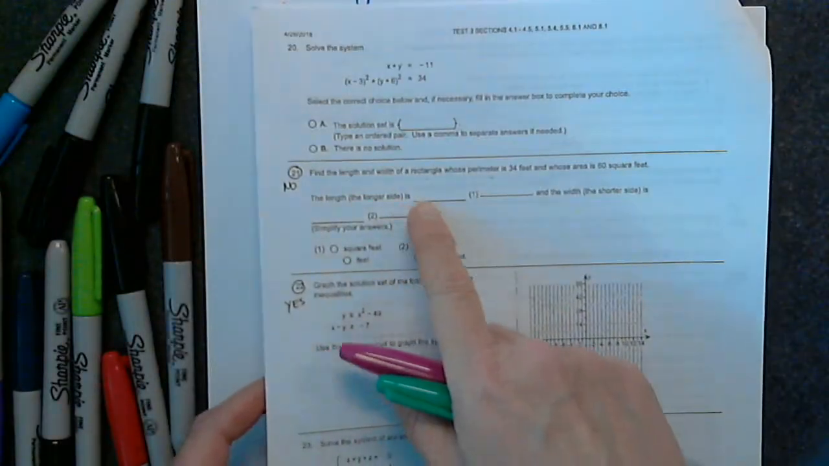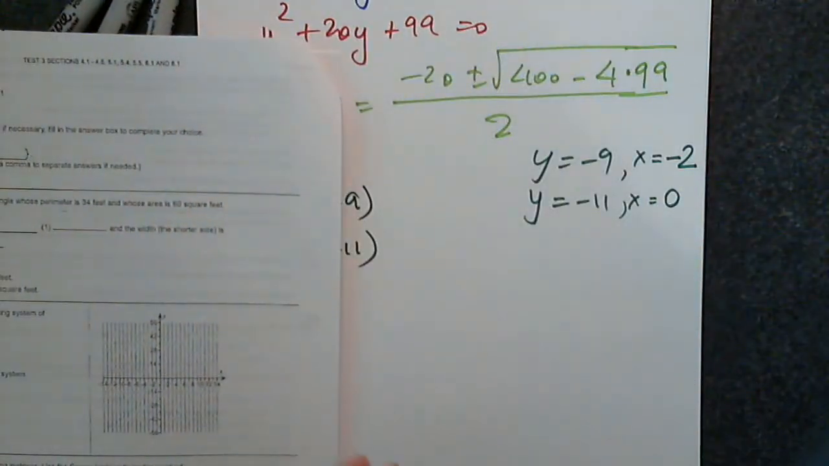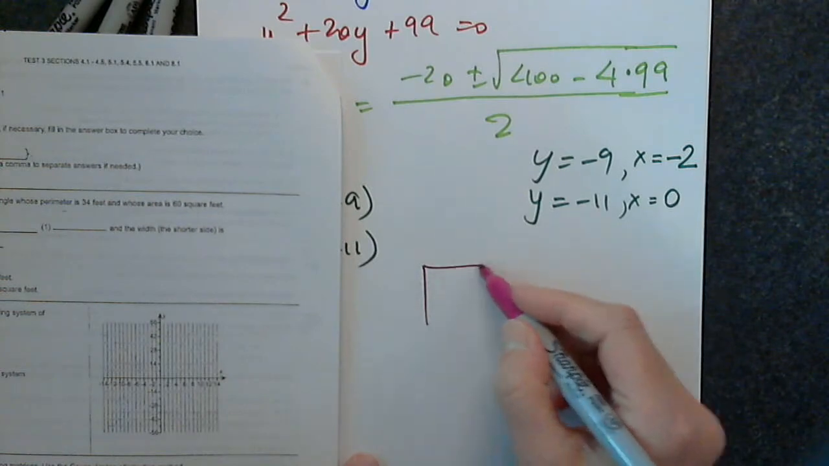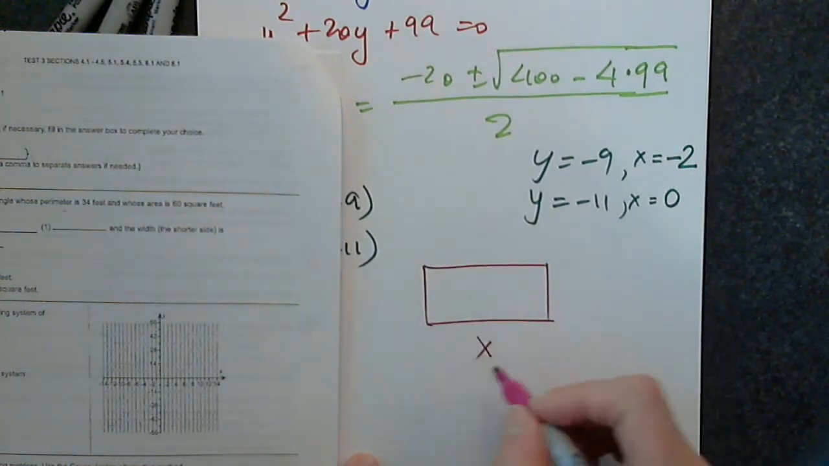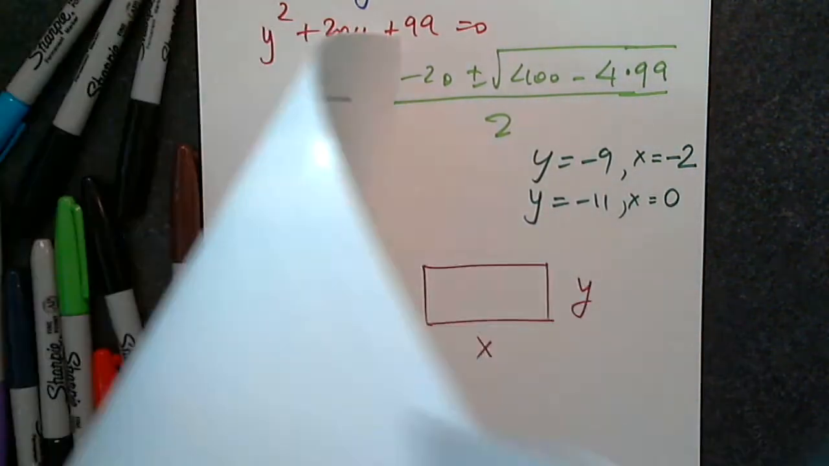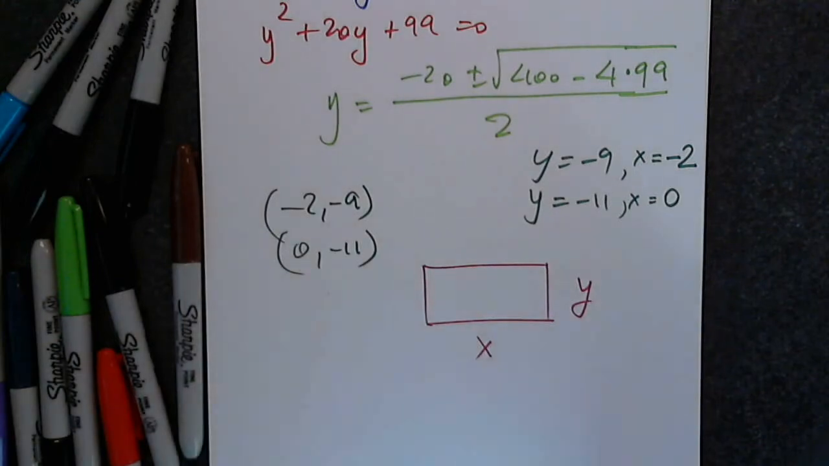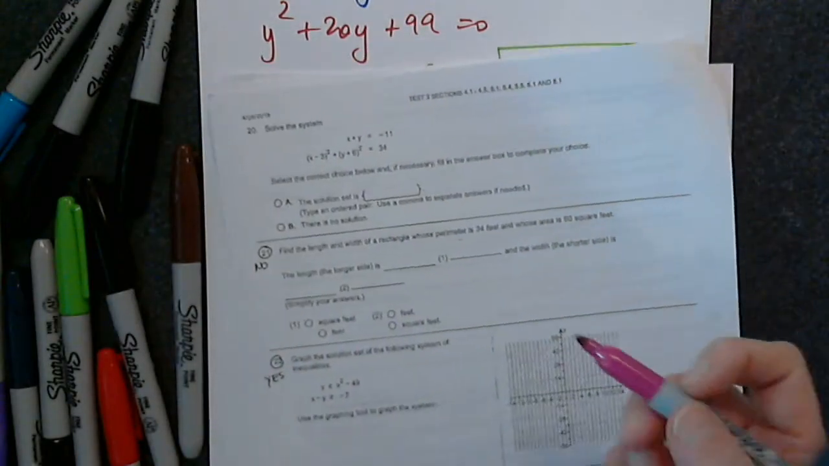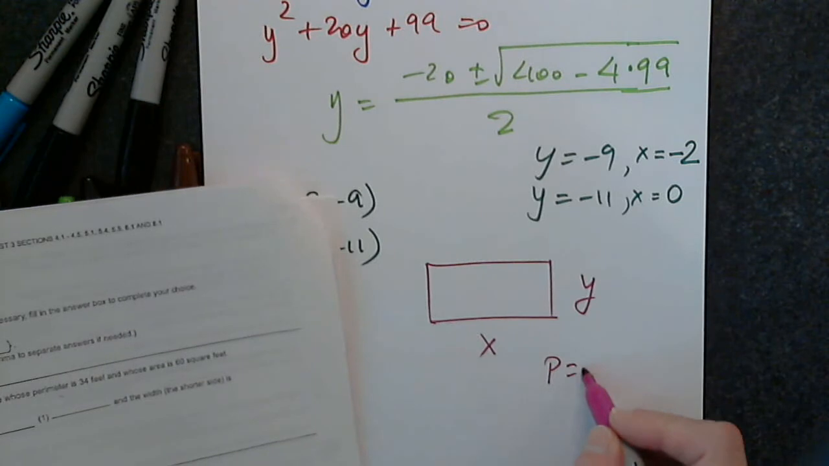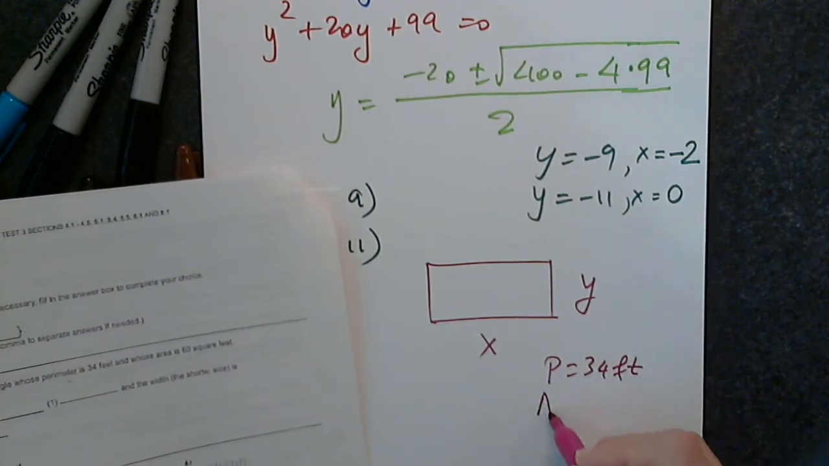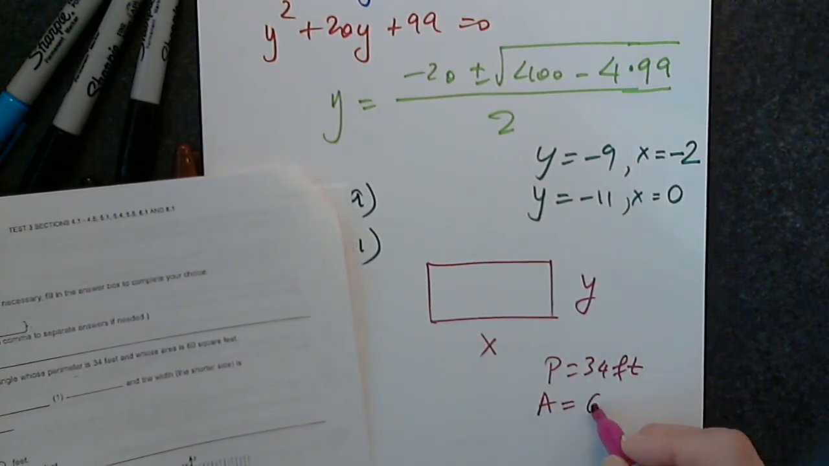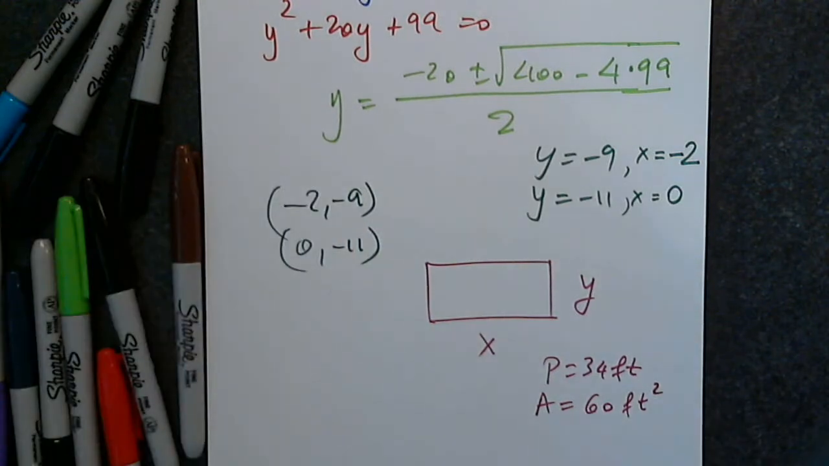Find the length and the width of a rectangle whose perimeter... So we have a rectangle. I denoted the length by x and the width by y. And we are told that the perimeter is 34 feet, and the area is 60 square feet, of course. We're asked to find the length and the width of this rectangle.